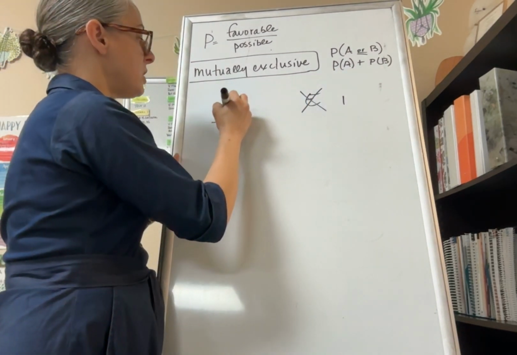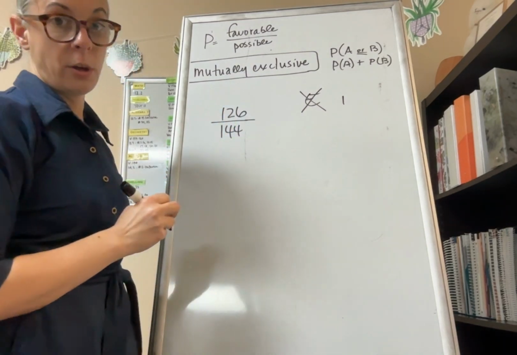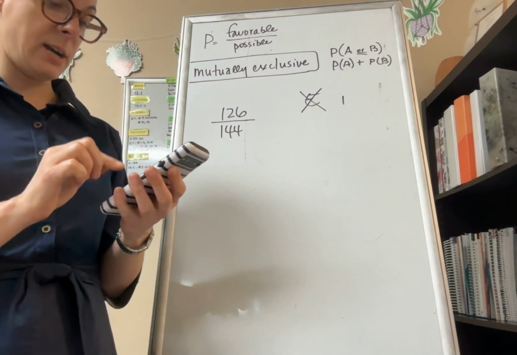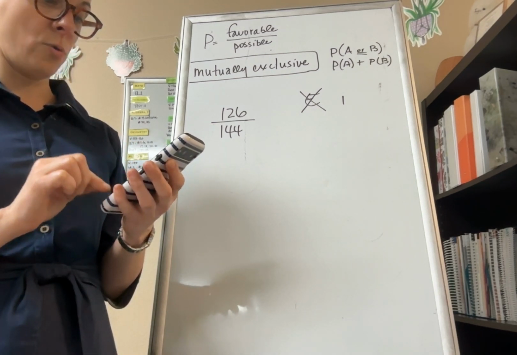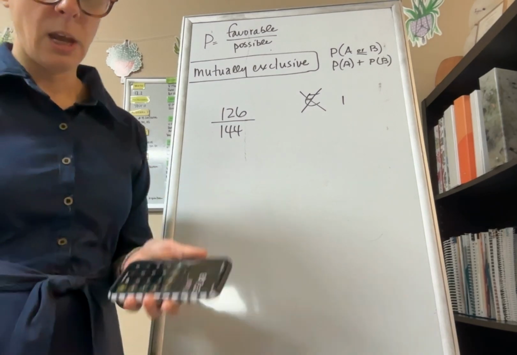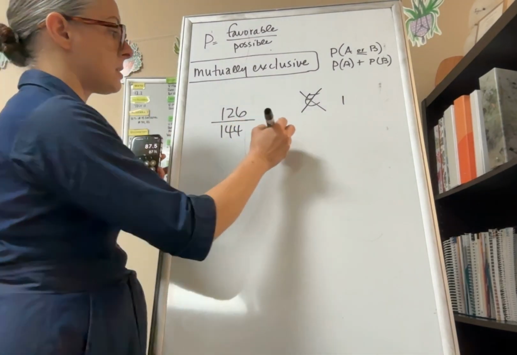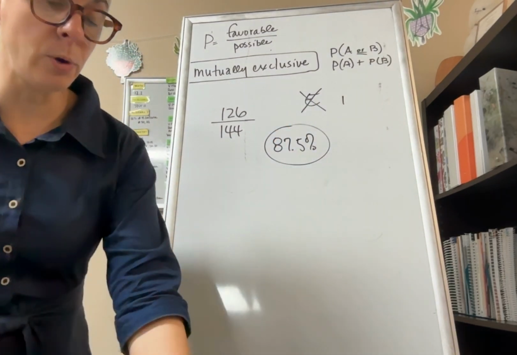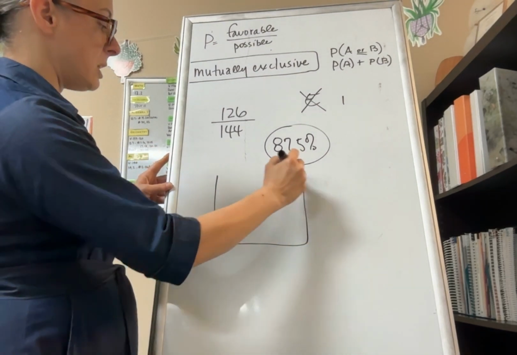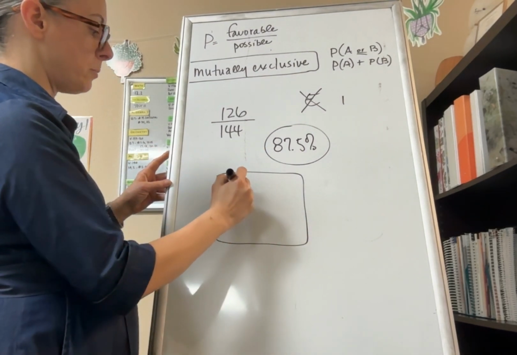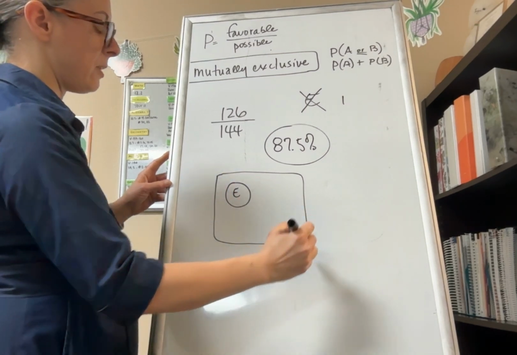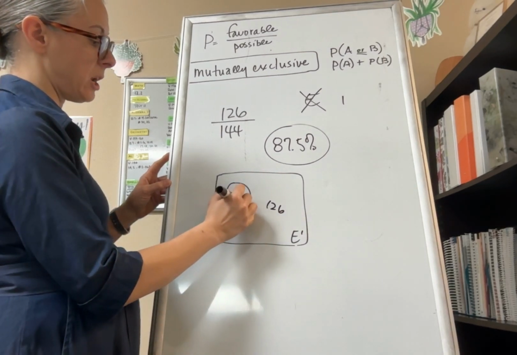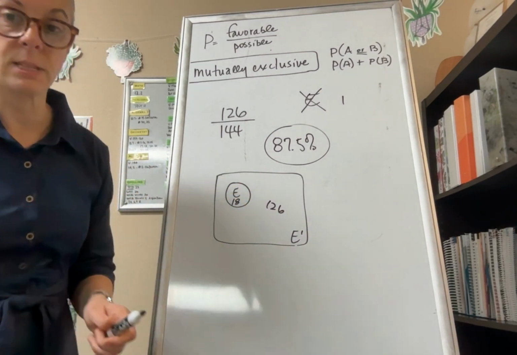18. So what's 144 minus 18? 126. So 126 over 144 should represent the probability. Let's divide that. 126 divided by 144, multiply by 100, and we get 87.5% probability that we do not draw an E. So if we represented that like we did earlier, this circle would be drawing an E, and everything that was not an E would be the complement of that. There's 126 possibilities out here and only 18 in here. Okay? Does that kind of make sense?